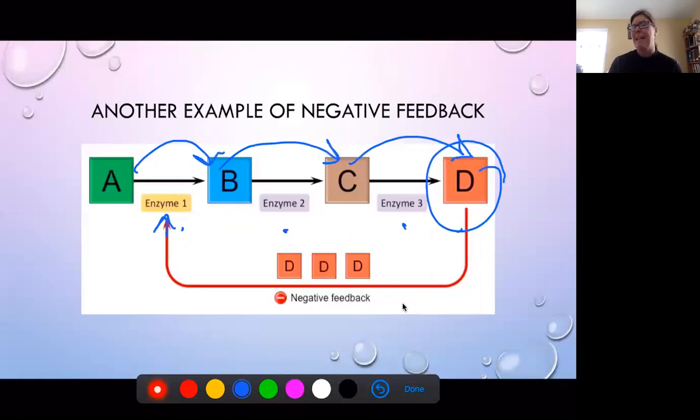This is referred to as negative feedback because it is negatively affecting those chemical reactions. It's stopping it. Again, as D gets used up into another chemical reaction, then it will decrease the probability that it is bound to enzyme 1, and then we will move forward again.